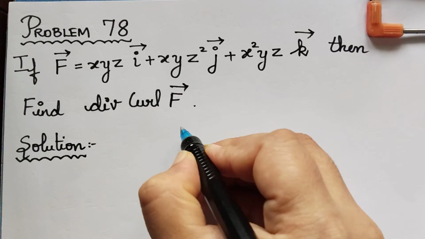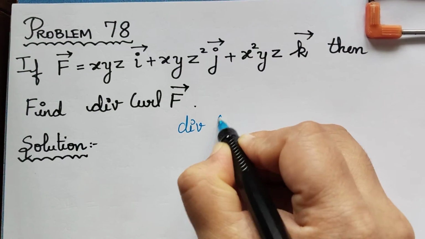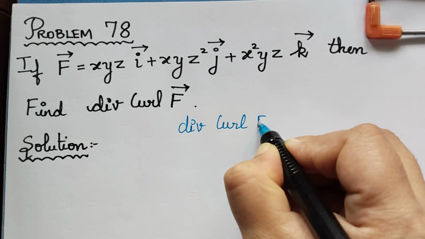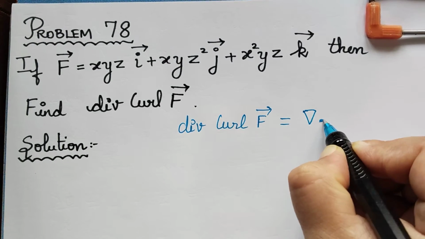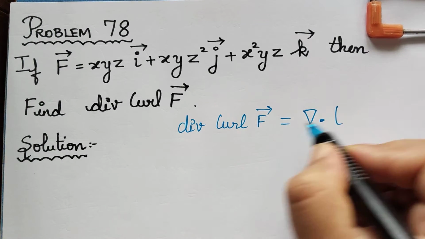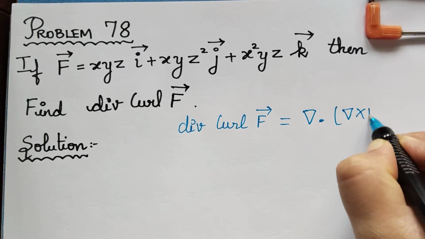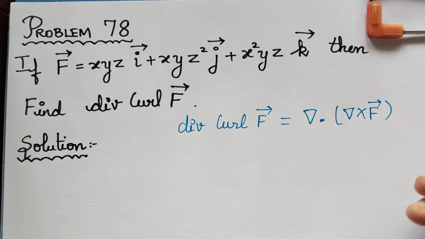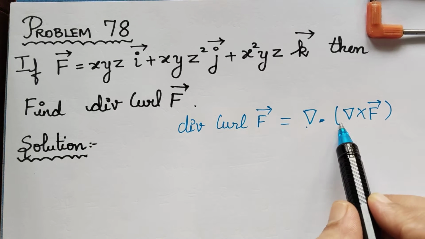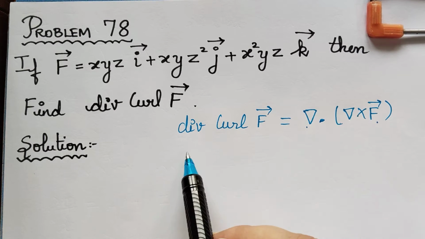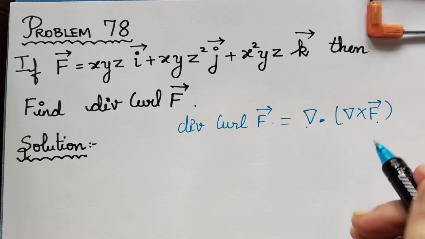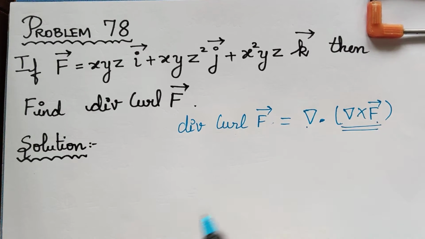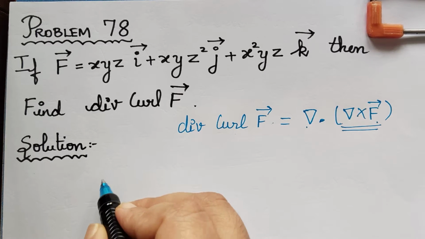Now, the divergence of curl of f vector is given by the divergence, which is the dot product. So nabla dot, and what is the curl? Curl is nabla cross f vector. So we have to find nabla dot nabla cross f vector in order to find the divergence of the curl of f vector. First of all, we will find nabla cross f vector, that is the curl of f vector.